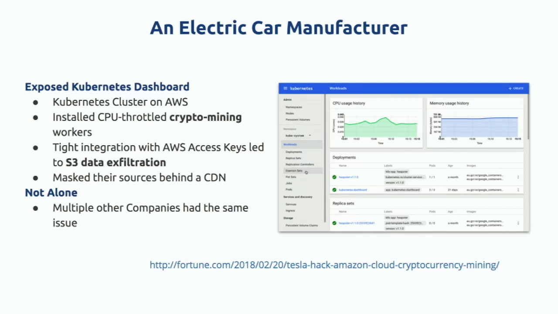A car manufacturer was running a Kubernetes cluster on AWS. They accidentally exposed the admin dashboard to Kubernetes. And by default, that doesn't have any authentication or authorization. And it has a lot of privilege in that environment.